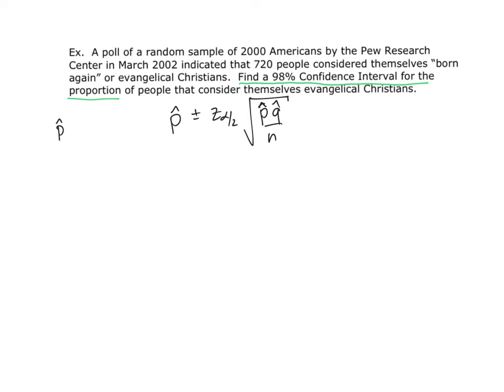P hat is our sample proportion. So in a sample of 2,000, 720 consider themselves evangelical Christians. So P hat is 720 divided by 2,000, which is 0.36. Q hat is 1 minus our P hat, or 0.64. Our sample size is 2,000. And alpha equals 0.02 because we're finding the 98% confidence interval.